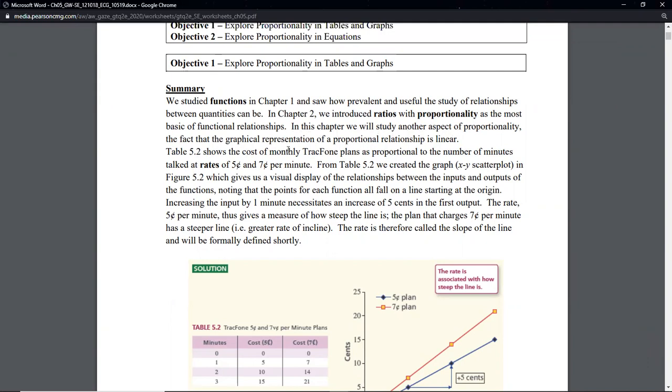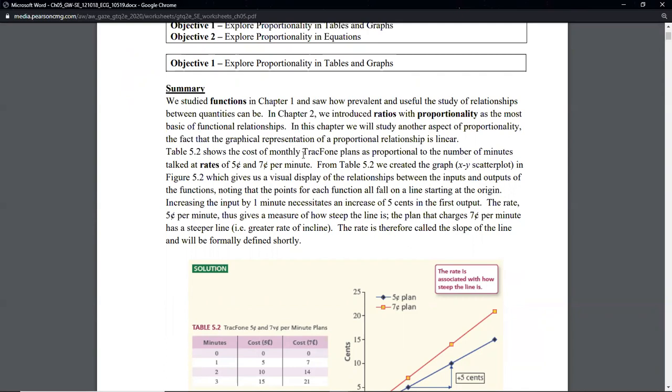Table 5.2 shows the cost of monthly phone plans as proportional to the number of minutes talked at rates of 5 cents and 7 cents per minute. So we got ourselves 2 different burner phones from 2 different companies. Company A says, we charge you 5 cents a minute. Company B says, we charge you 7 cents a minute.